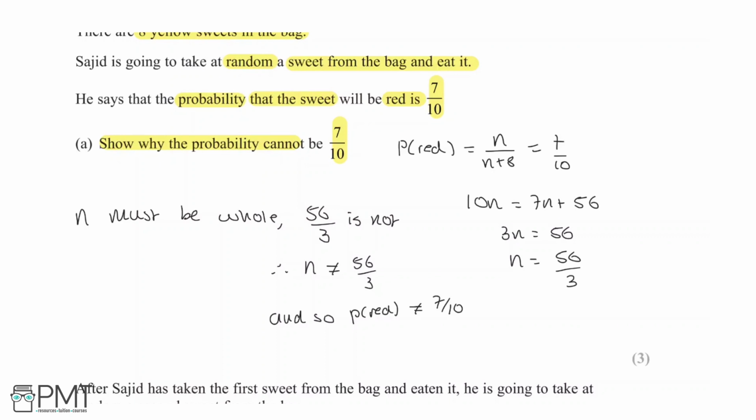So this part is worth 3 marks. The first mark comes from stating that the probability of a red algebraically is n over n plus 8. The second mark comes from expanding this, so solving this fraction to remove it to get this, and the third comes from getting that n equals 56/3 and writing a conclusion.